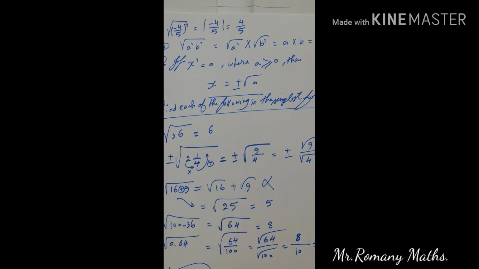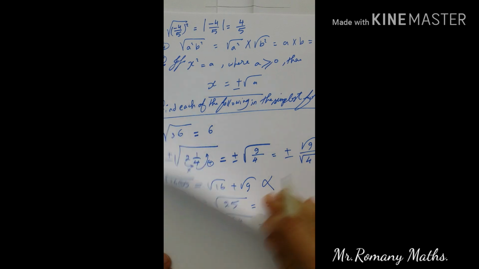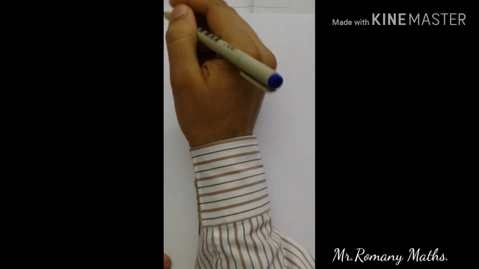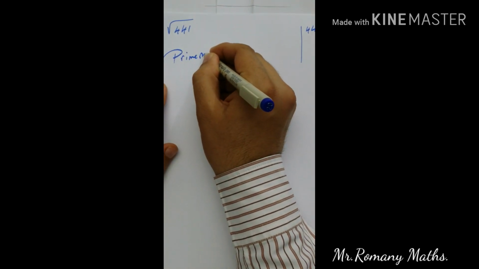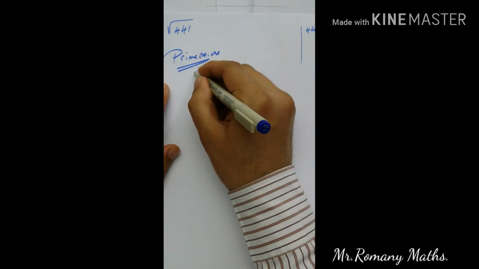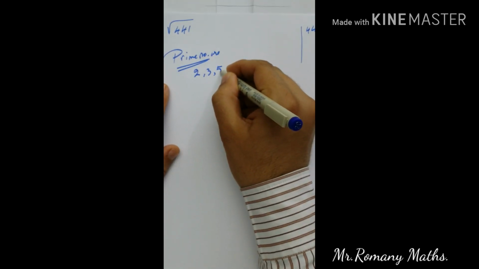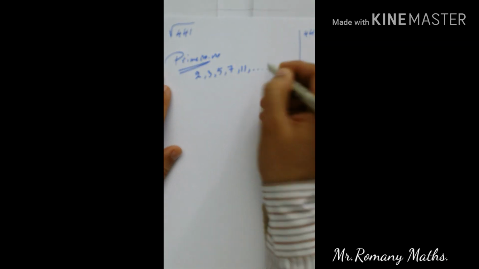Let's see in the next page another example. Square root of 441. In a simple way, you can use your calculator. But I don't want to use the calculator now. I want to make your mind go. You can factorize 441 by dividing by the prime numbers. What are the prime numbers? Yes, 2, 3, 5, 7, 11, and so on.